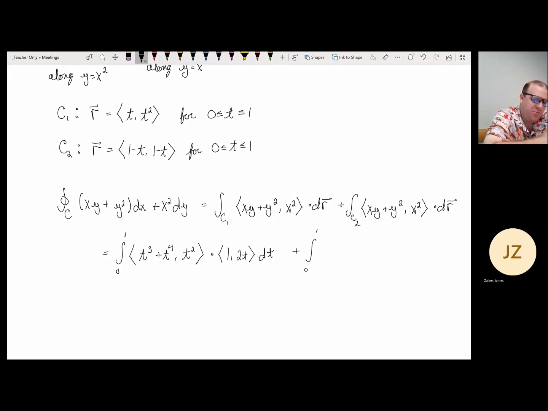C2, t went from 0 to 1. Both x and y become 1 minus t. Now dotted with r prime dt.